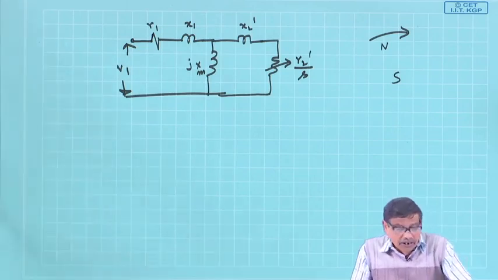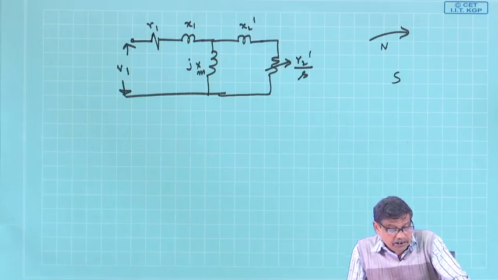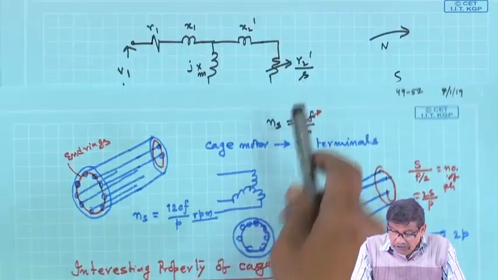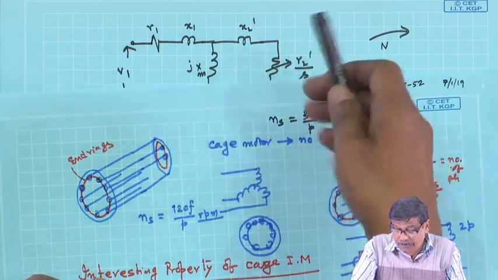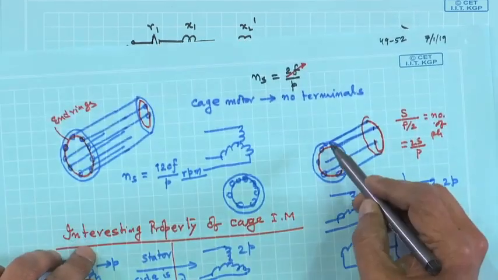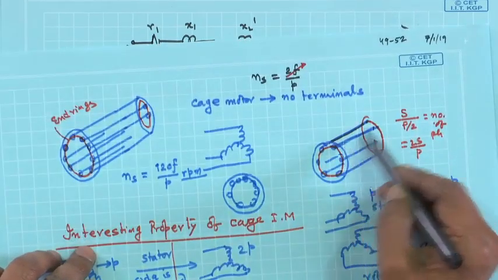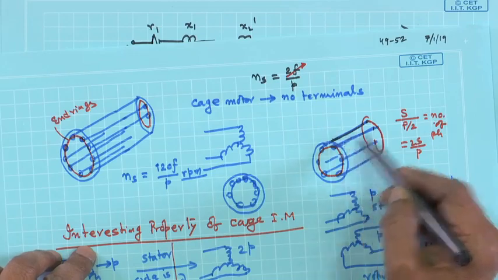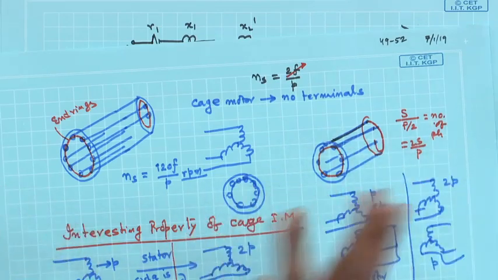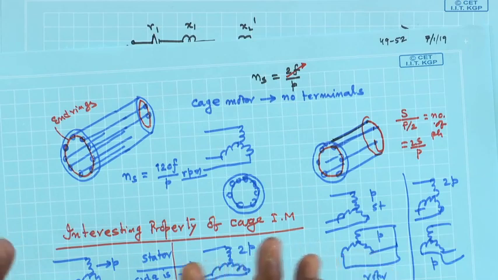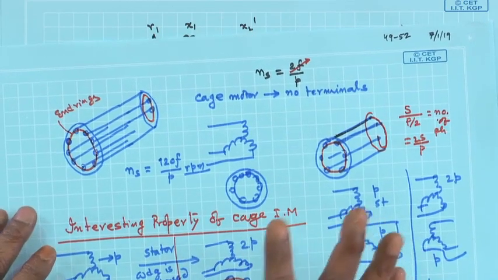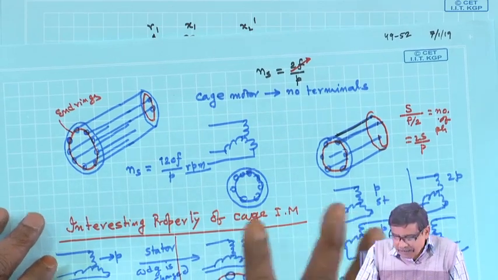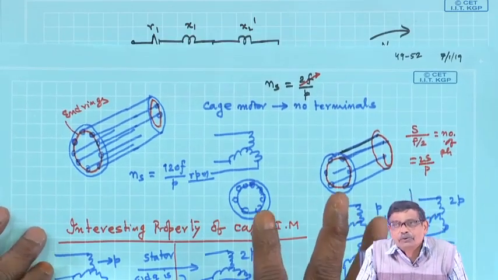Question comes, okay, but your actual machine was this, how this R2 dashed, which we have already assumed is a 3-phase type, and there are resistance per phase which is bar resistance here. Okay, they can be related, I do not bother, that can be done. In your design course you will learn.